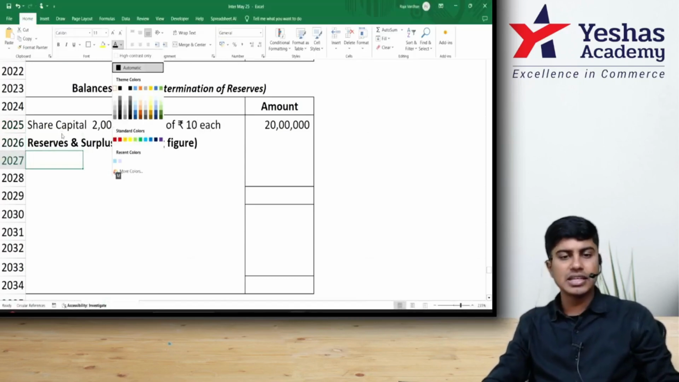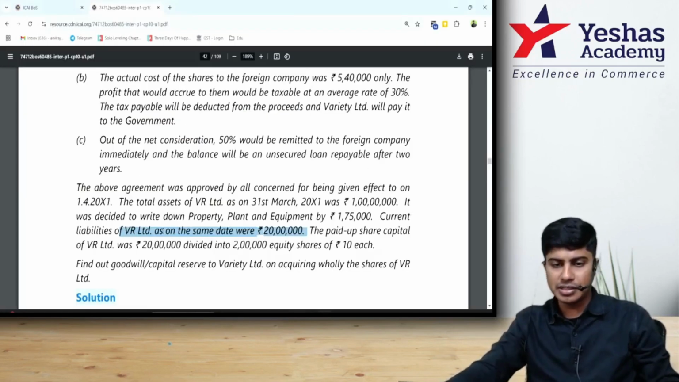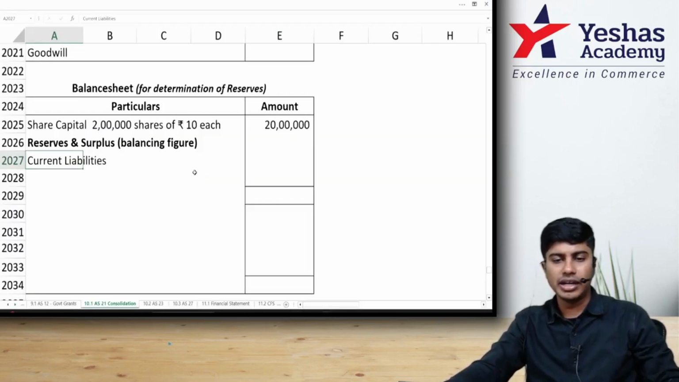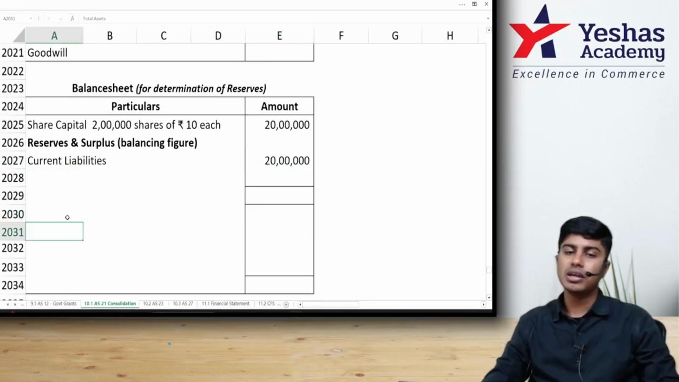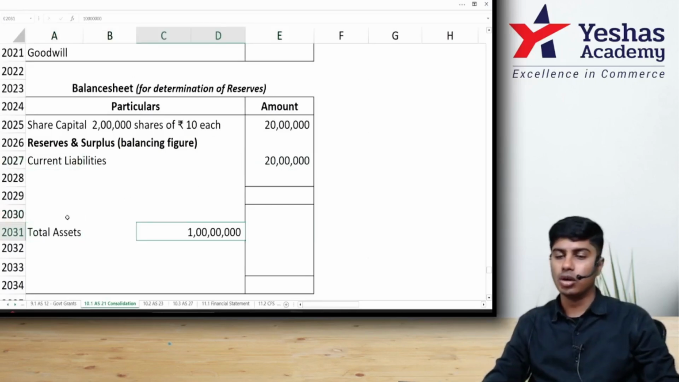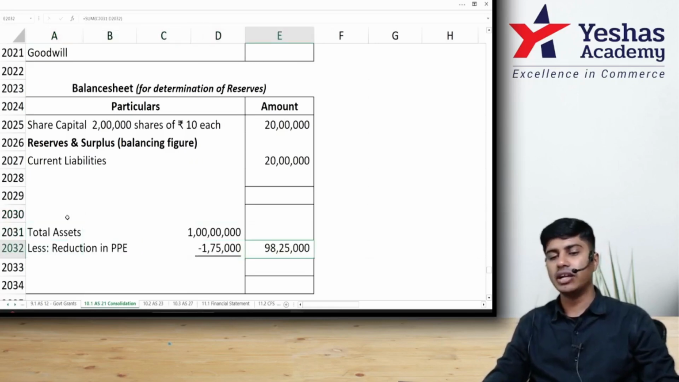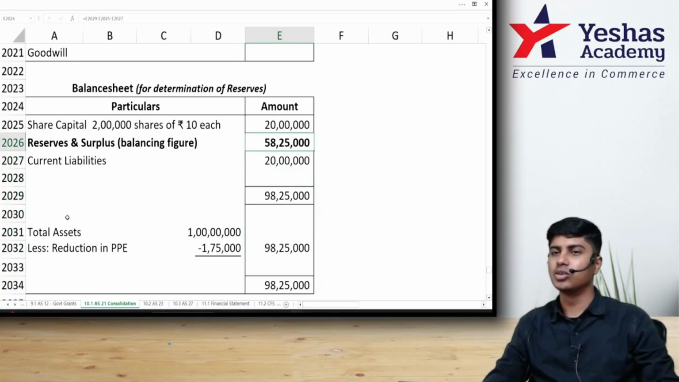Current liabilities are given in the question. Current liabilities of PR Limited is 20. I would write here current liabilities 20. And I would write assets, PPE. PPE was 1 crore, but now they've done a downward revaluation of 1 lakh 75. You get 98 lakh 25. That's it, the end of the list. There are no more assets. That is total assets, 98 lakh 25. Deduct 40 lakh. 58 lakh 25,000 is the total reserves.